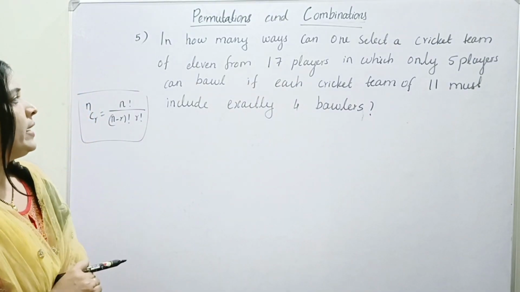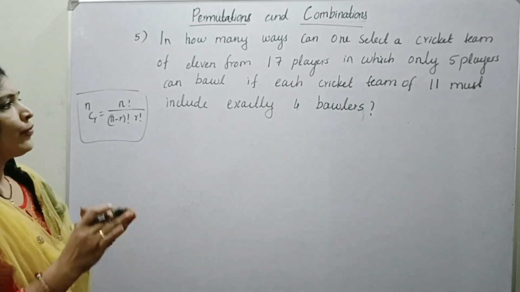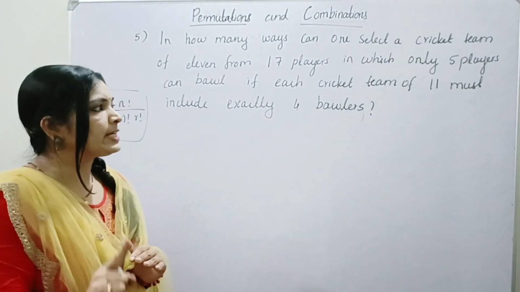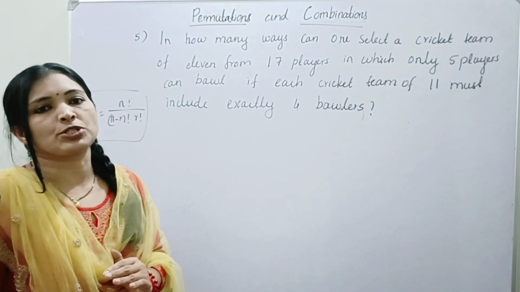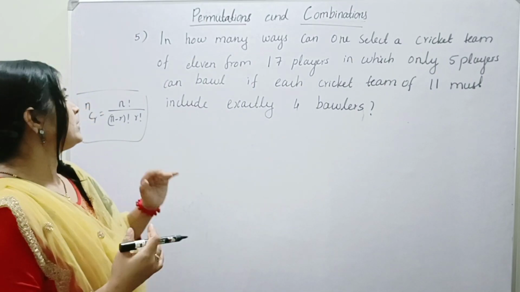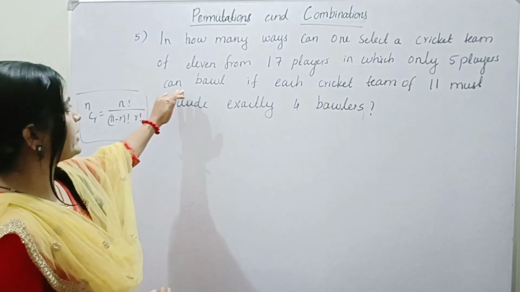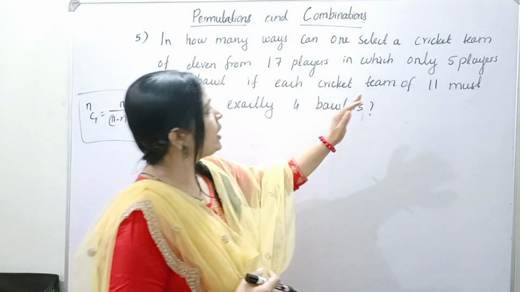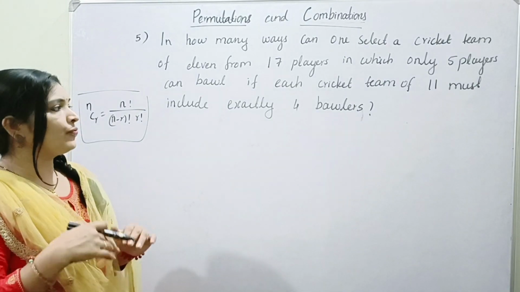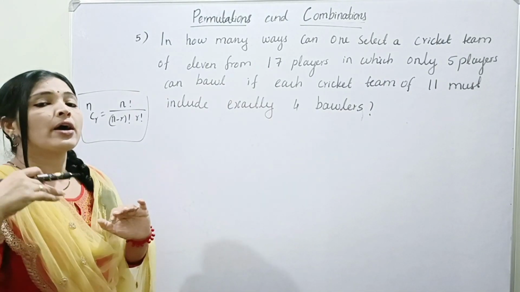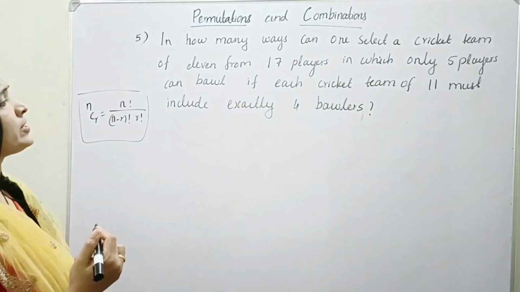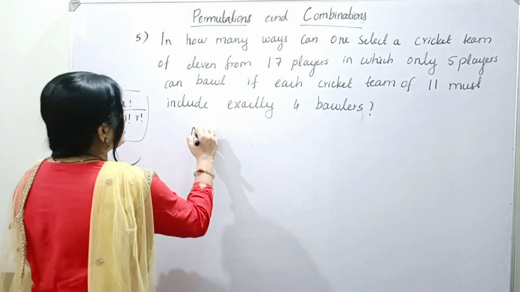That is common. Here it is mentioned that for each selection 4 bowlers must be there. So how many bowlers are there in total? A total of 5 bowlers, right? Only 5 players can bowl. So we have to select 4 bowlers out of 5 bowlers, right? So what is the number of ways of selection?